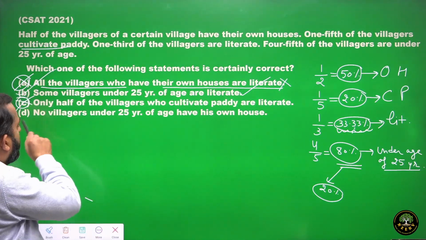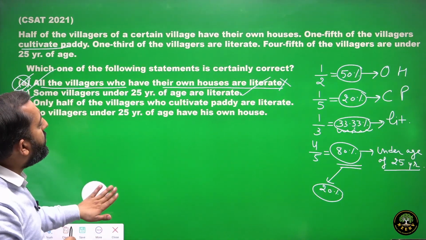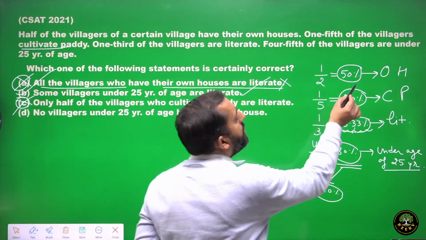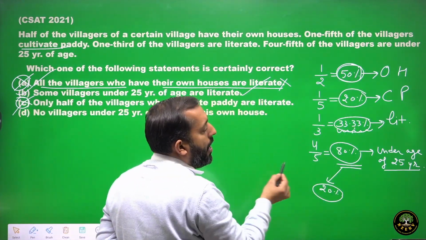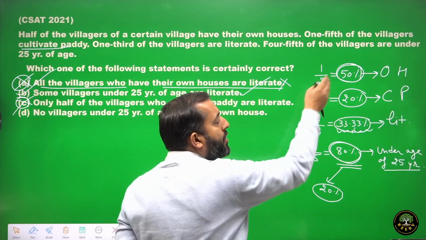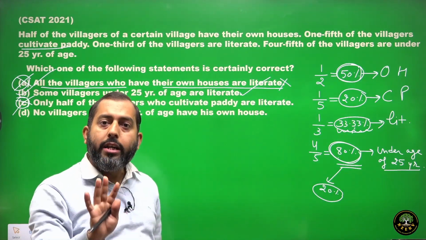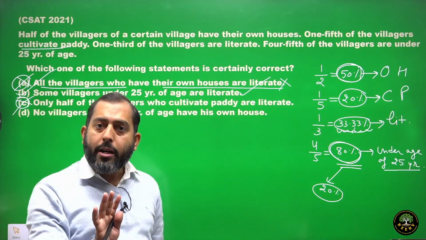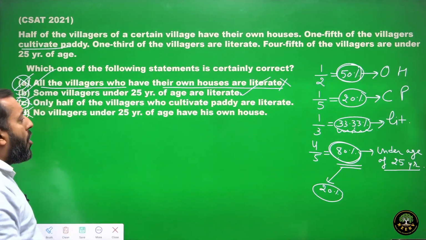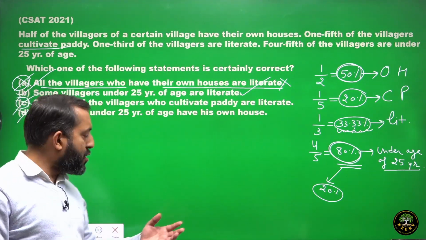Let's check out option D. No villagers under 25 years of age have their own houses. See how many people are having their own houses? 50%. And how many people are under 25? 80%. 80% is more than 50%. So definitely there have to be some under-25 people having their own houses. So this has to be wrong. I hope this is clear. Let's move on to the next question.